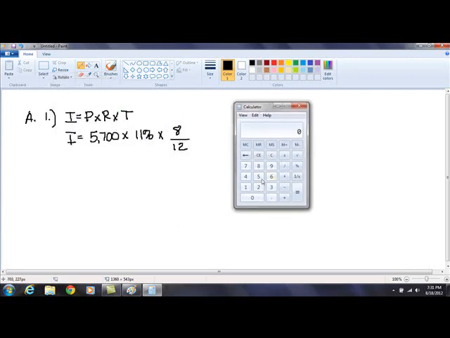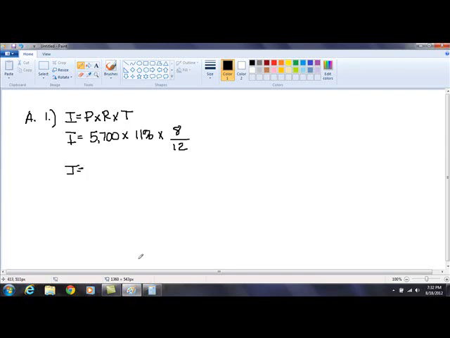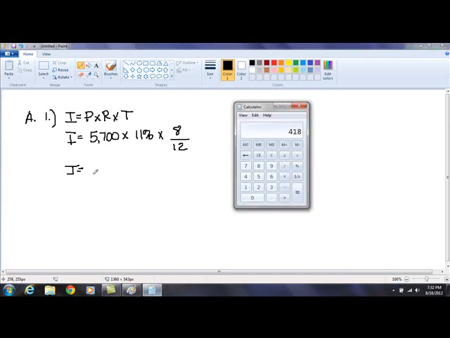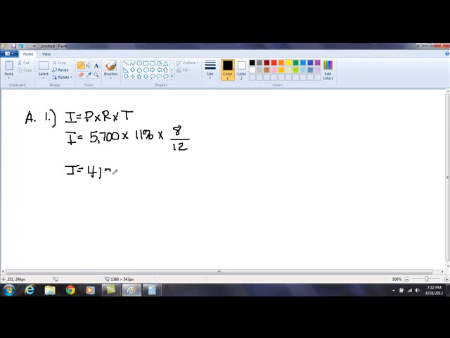Let me move my calculator over here. I'm going to press in 5,700 times 0.11, which is my 11%, times 8. That line there also means divided by, so divided by 12. All of that equals 418. I believe that's what it was. Yes, 418.